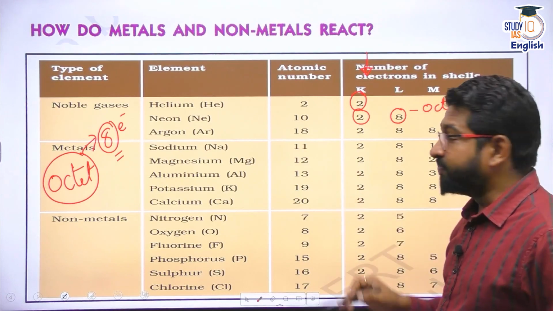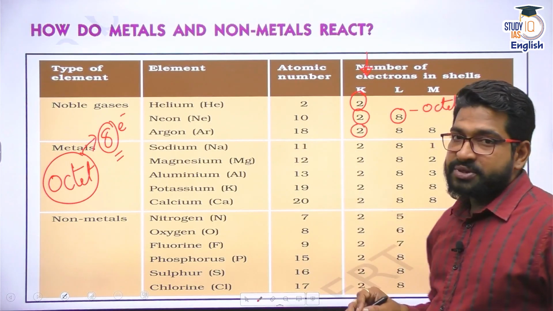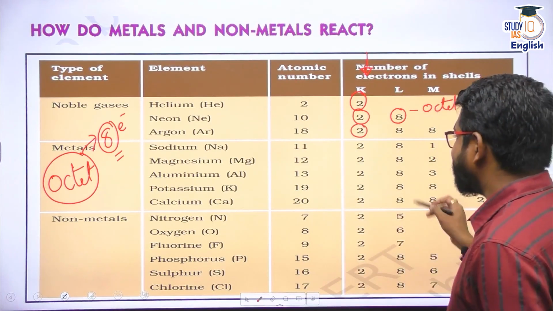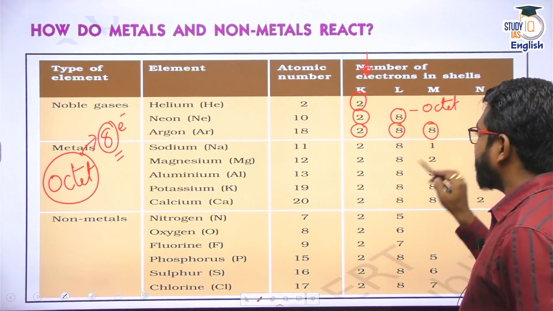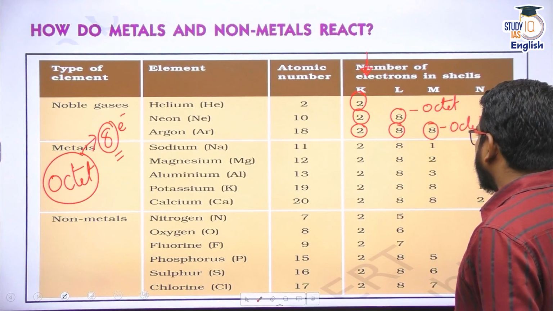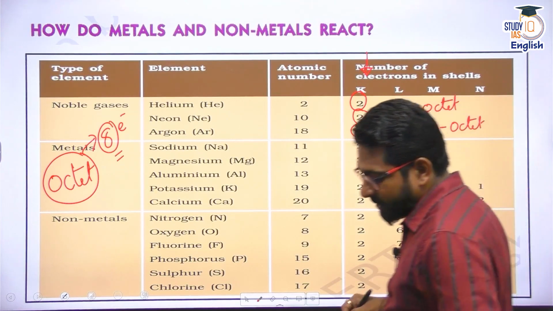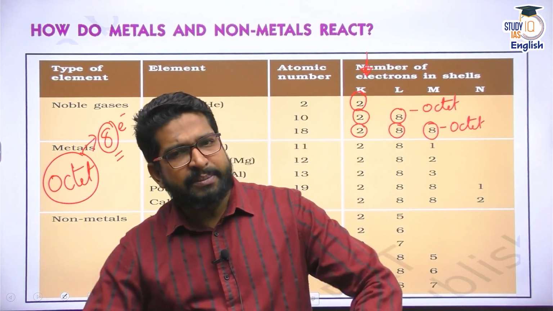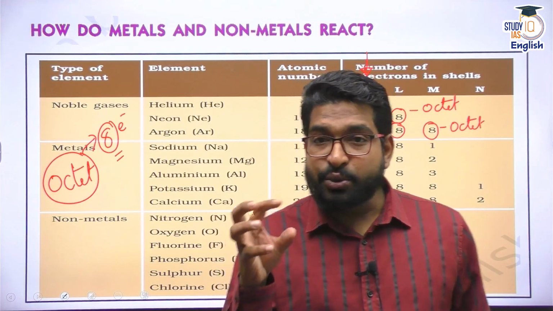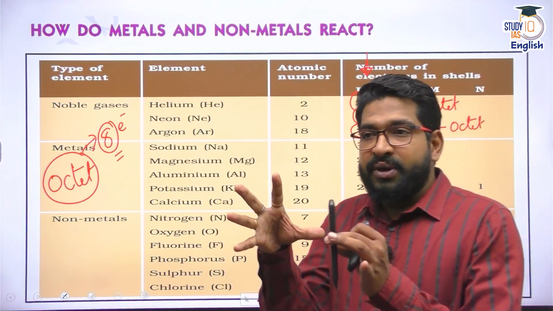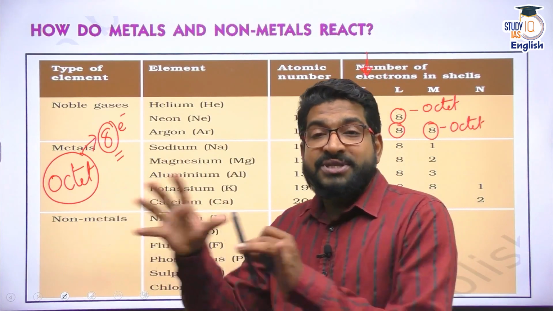Similar case with argon. Argon has 2 electrons in the innermost shell. In the next shell, that is the L shell, you have 8. In the outer shell, the M shell, you again have 8. That means you have completed the octet, so its reactivity would be very, very low. But if you look at other metals and non-metals, you will understand that they react on the basis of stability, reaching towards that stability.